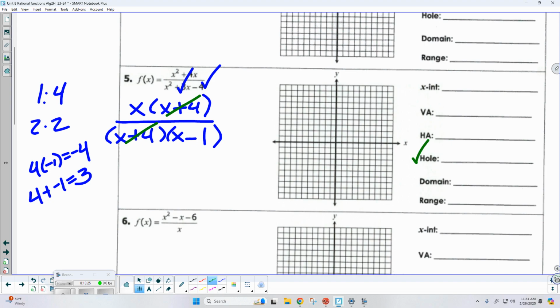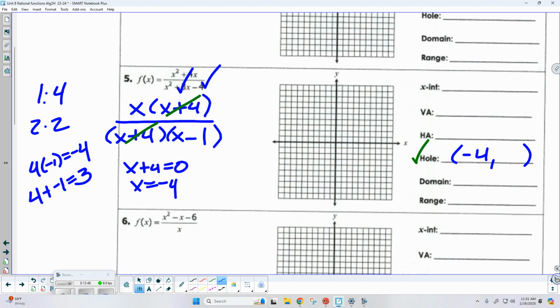Remember, only if something cancels do you have a hole. And it is possible for you to have more than one hole, just at this level, you're only going to have the one. Well, let's take a look. I'm going to take that group, x minus 4 is equal to 0, and solve. So the hole does occur when x is negative 4.